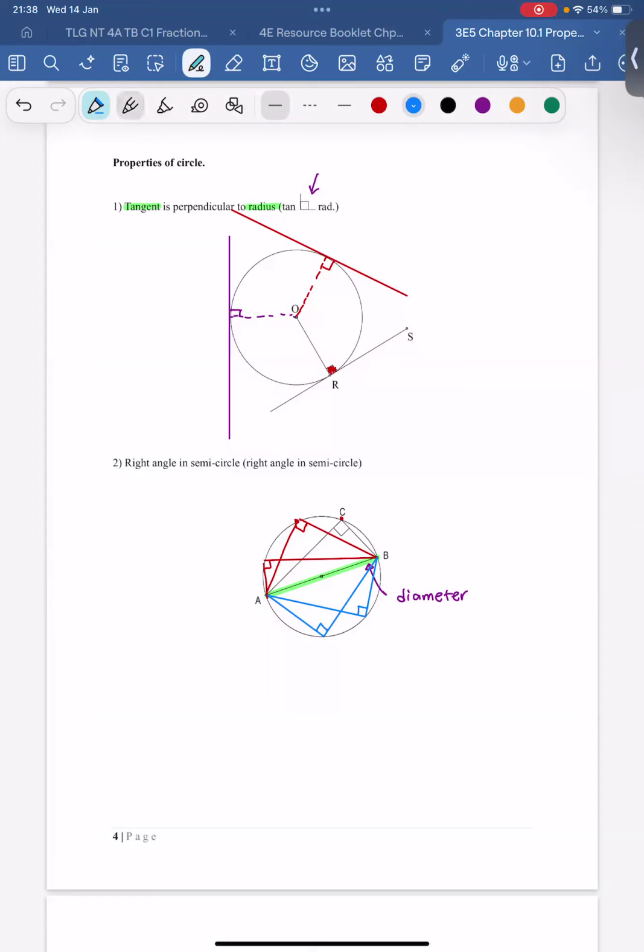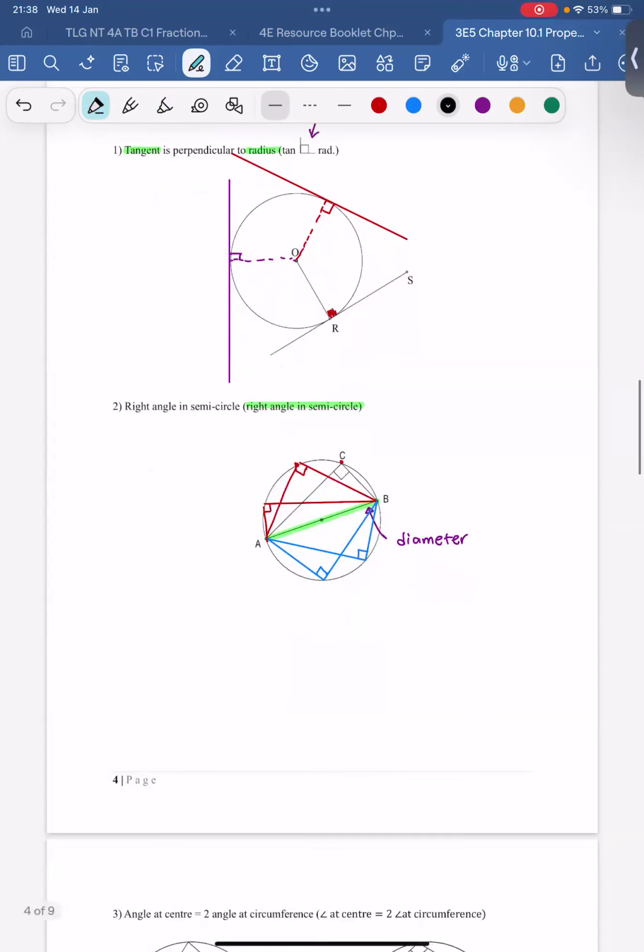Okay, and this property is called what? Right angle in a semicircle. Why semicircle? Because the diameter cuts the circle into two parts already. One part is just called a semicircle. So these two properties talk about 90 degrees.